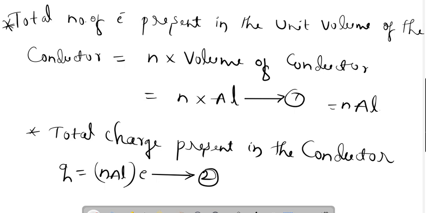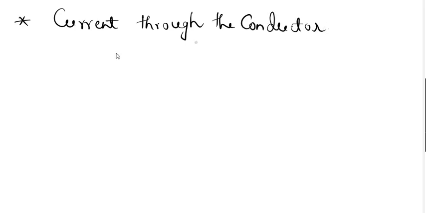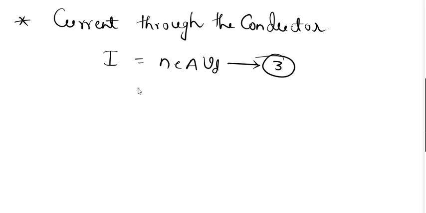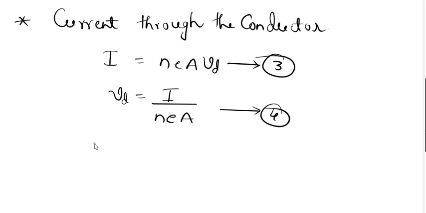Now the current through the conductor. Please note down this. The current, denoted as I, is equal to nEA into VD, in terms of drift velocity. I have derived this in the second chapter. Now we want VD here. The drift velocity becomes I divided by nEA. So this is equation number 4.